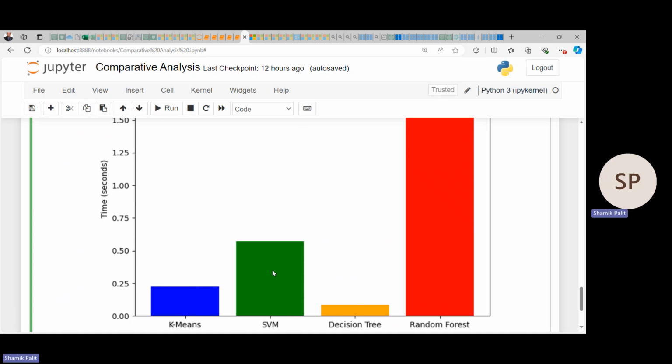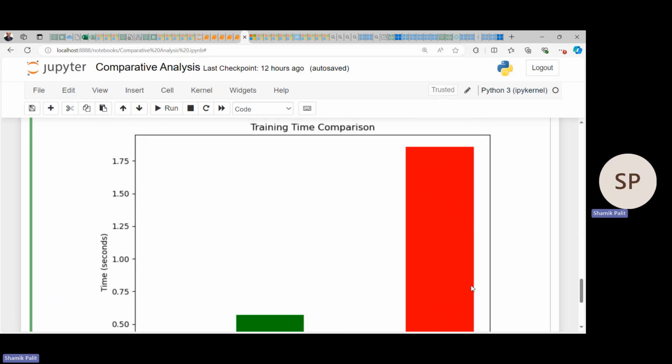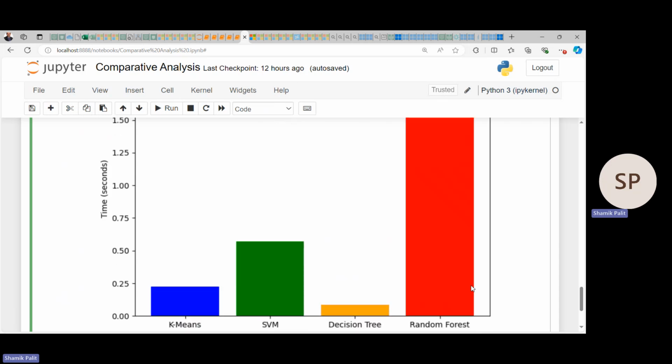So this is one of the clear perceptions from a specific data set that we also have to keep in mind. This is based on a specific data set, that is the IRIS data set, and we have used that data set with this code to get a training time comparison. So that concludes today's session, a comparative analysis among these four algorithms: k-means, SVM, decision tree, and random forest. Thank you for watching the session.